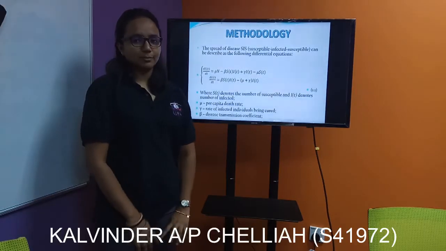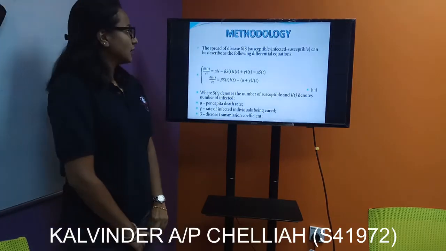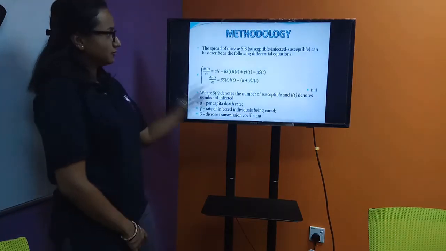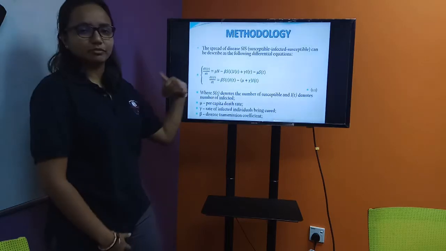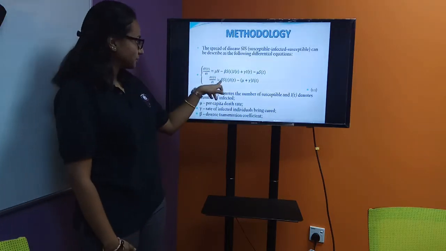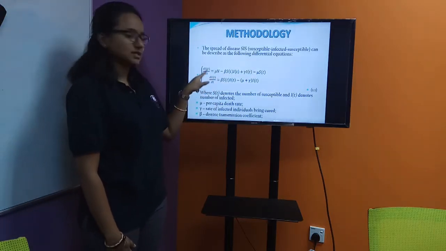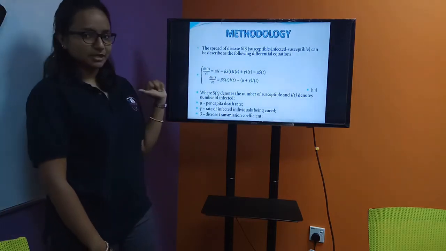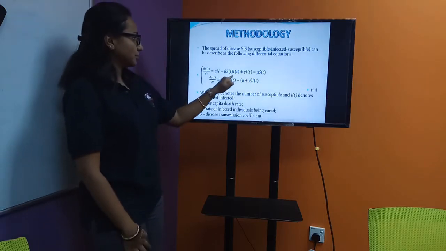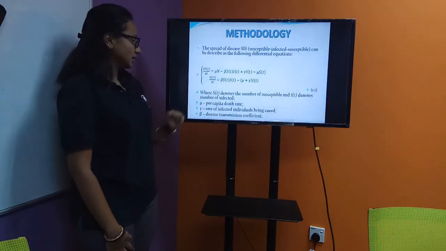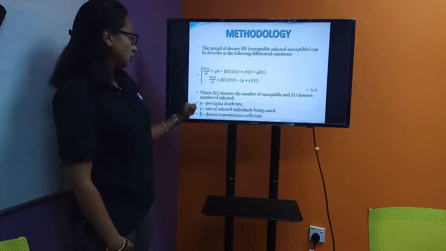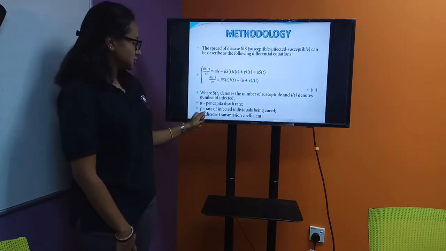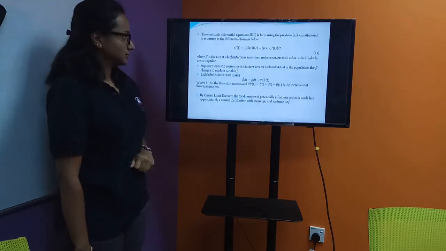Okay, I'll be explaining the method used in this study. For this spread of disease, the infected and susceptible can be described by the following differential equation, where S(t) denotes the number of susceptible and I(t) denotes the number of infected patients, where mu is the per capita rate, and the rate of infected individuals being cured is denoted by gamma, where beta is the coefficient of disease transmission.